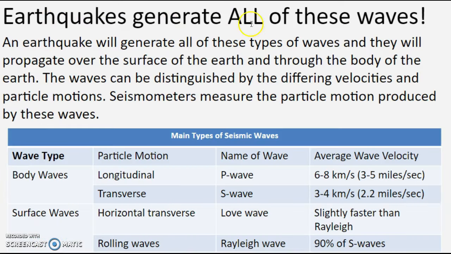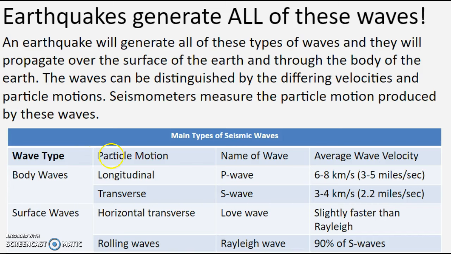So earthquakes generate all of these types of waves. An earthquake will generate all of these types of waves, and they will propagate over the surface of the Earth and through the body of the Earth. The waves can be distinguished by the different velocities and particle motions. Seismometers measure the particle motion produced by these waves.